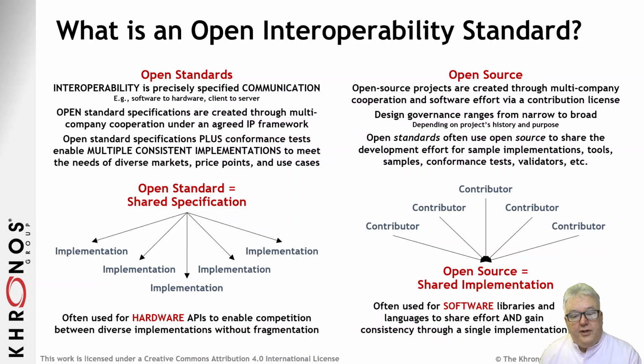Open standards are often used for hardware APIs as they enable diverse competing hardware implementations. By contrast, open source projects enable multiple contributors to cooperate and share the work in building a single shared implementation, and are often used to implement software, libraries, and languages where a single consistent implementation is an advantage. Both open source and open standards are powerful tools, and open source projects are often used to enable open standard ecosystems, but the two are often confused. It's important to understand the different strengths of open standards and open source to be able to select the right tool for the job at hand.